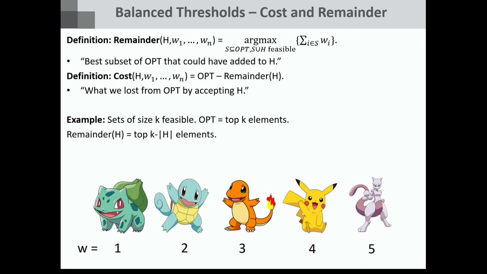Okay, so in general, if sets of size k are feasible, so if it's a k-uniform matroid, then the remainder of a set H is the top k minus h elements of opt, because these we can still add to H and be feasible. And the cost is the lowest h elements of the top k, because once we accept a set of size h, we can still get the top k minus h elements, but we can't also get the lowest h.